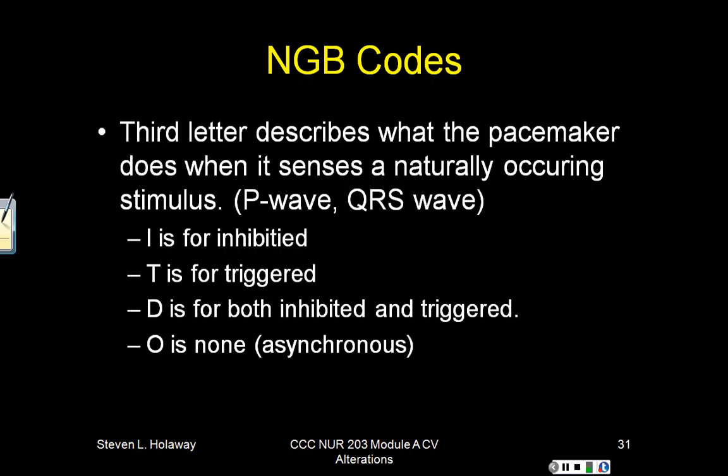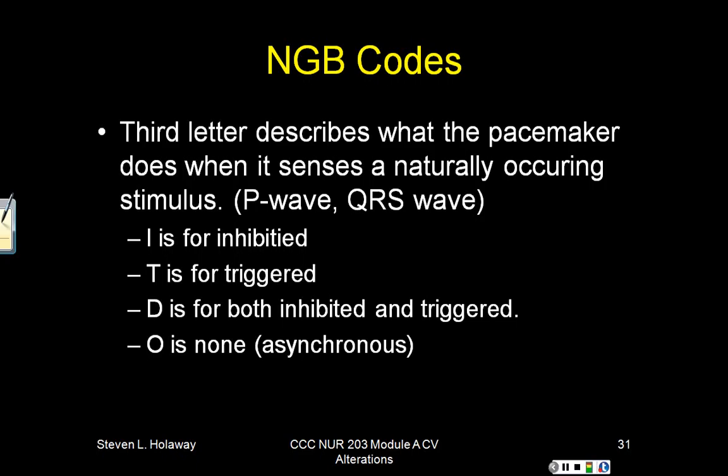Asynchronous means that it is set to fire at a certain rate, whether it be 60 or 70 times per minute. Whatever the rate is set for, that pacemaker will deliver an electrical spike at that preset time. So if it is set at 60 beats per minute, every second that pacemaker is going to fire, no matter what the heart itself is doing.